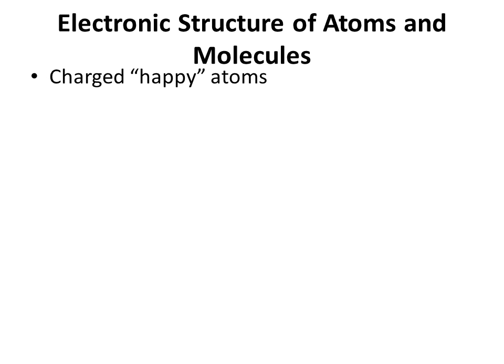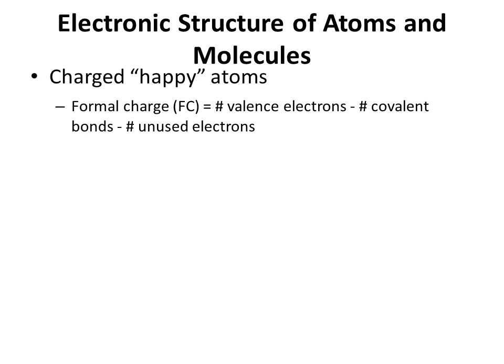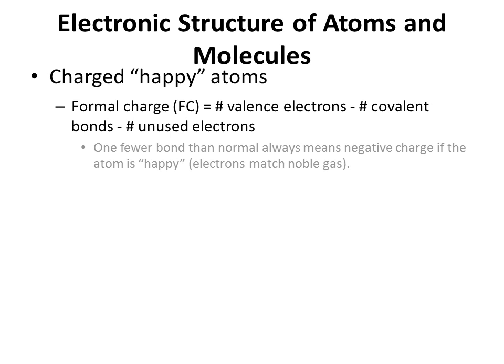The way to figure out the charge is that you need to calculate formal charge, or FC. And that's the number of valence electrons minus the number of covalent bonds minus the number of unused electrons, which are usually the lone pair electrons. If you have one fewer bond than normal, for example, with carbon, you have 4 bonds, you take away 1, you have 3. In order for that carbon atom to be happy, it must have a negative charge.